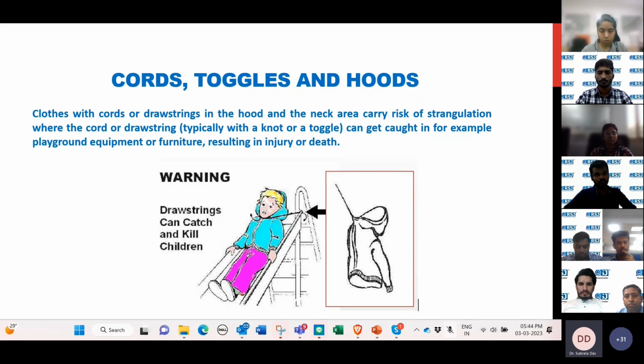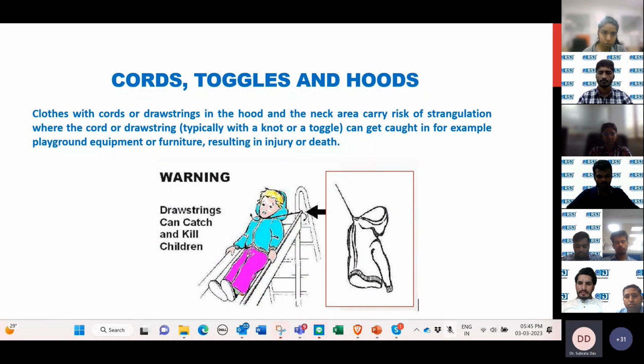Previously, there was no Indian standard. So the Bureau of Indian Standards is now developing the Indian standard, but there are European standards and US standards. Based on those, we address the safety issues in children's garments. As you can see from these drawstrings, we normally call them drawstrings: cords, toggles, and hoods. So this is a very risky area.